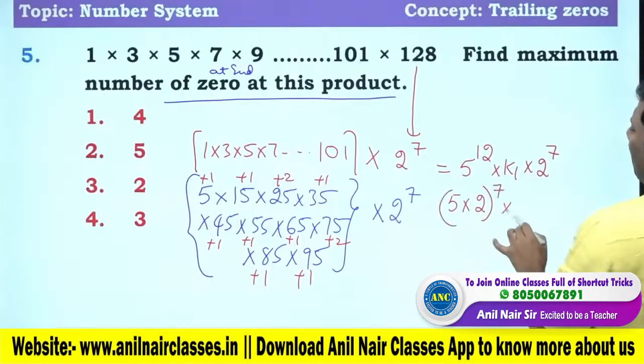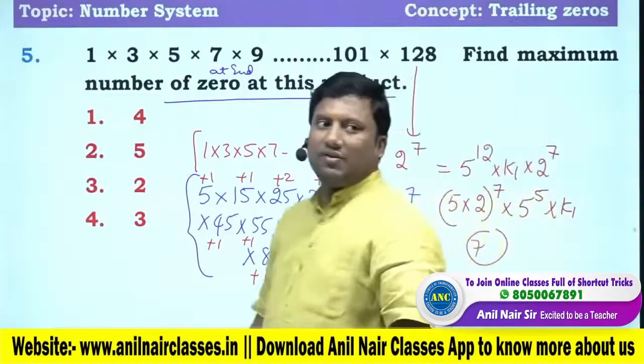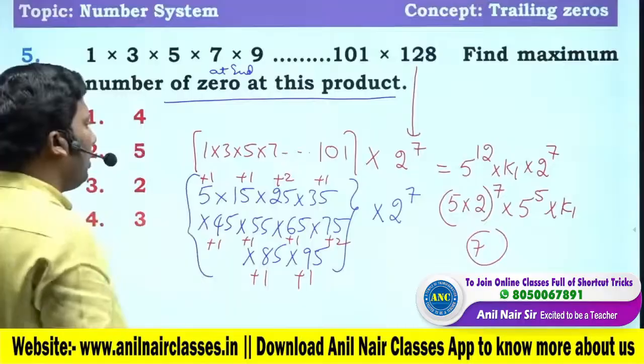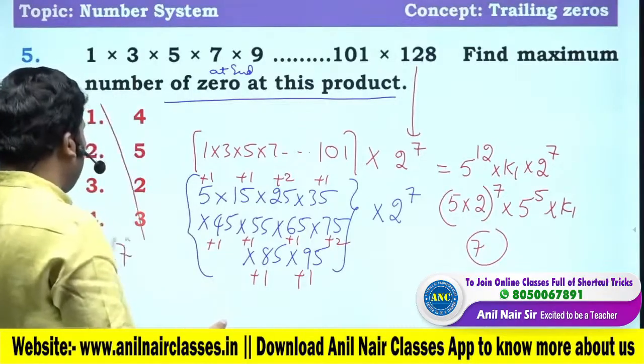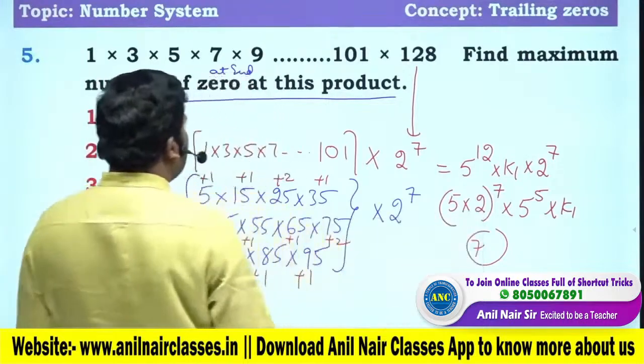5 into 2 power 7 into 5 power 5 into K1. So 10 power 7. The number of zeros at the end, I will get 7. Now you don't need to do all this. Just by looking at the question itself, I will keep the answer as 7. Why will I keep the answer as 7?